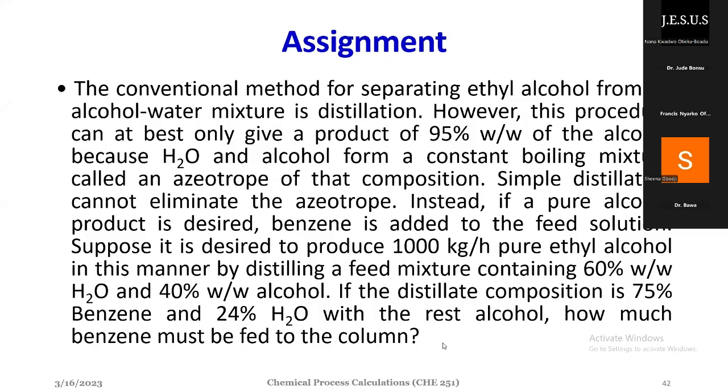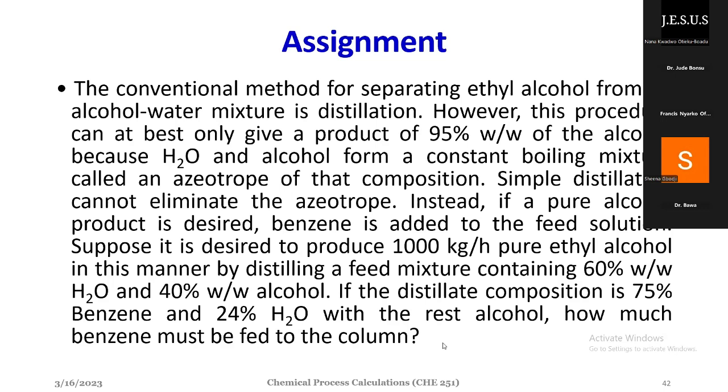So concerning this assignment, I want us to go over it again. The conventional method for separating ethyl alcohol from an alcohol-water mixture is distillation. However, this procedure can at best only give a product of 95% weight of the alcohol, because water and alcohol form a constant boiling mixture called an azeotrope of that composition. Simple distillation cannot eliminate the azeotrope.